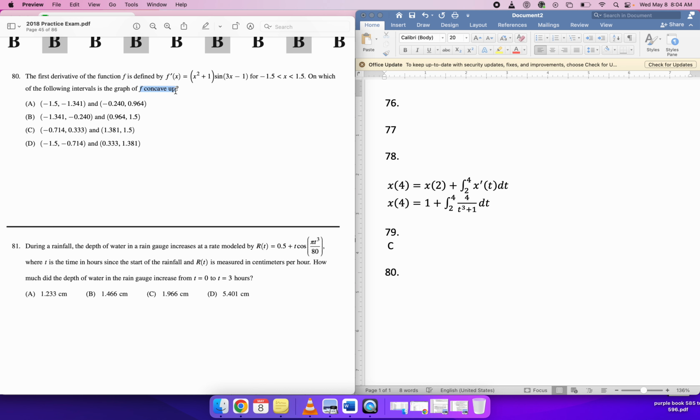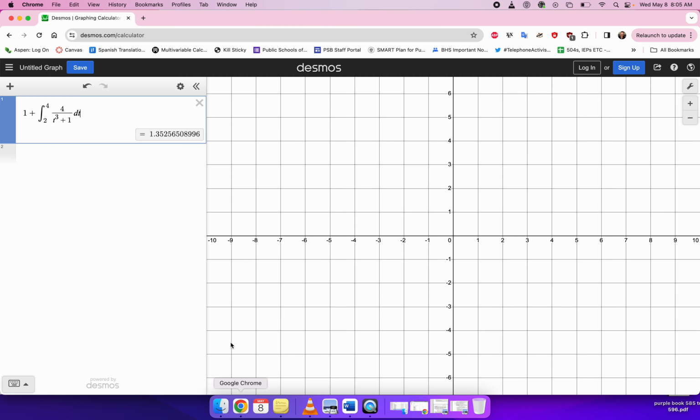hey, concavity can be analyzed at the level of f prime, which you already have a formula for, right? Concave up at the level of f prime means f prime increasing. So you just need to know, when is this function increasing? So just graph it and see where it's increasing. Maybe you're thinking, oh, I got to take the derivative and do a sign analysis. No, just graph it. Just graph this function, right?